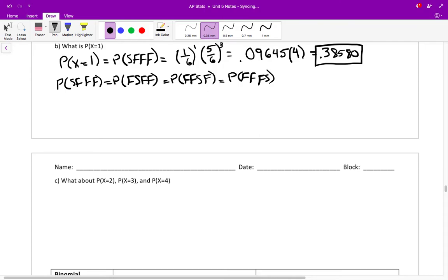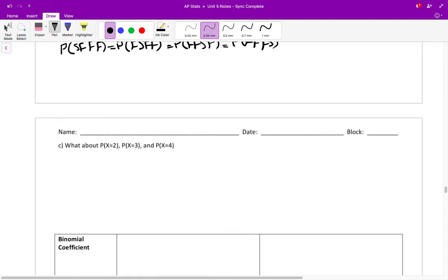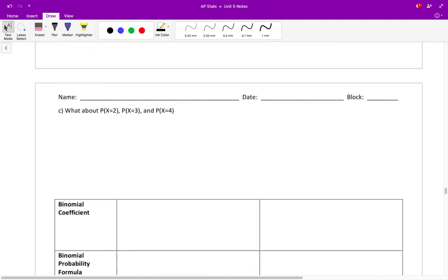What eventually we're going to hope to do is be able to create a probability distribution. So now let's look at what's the probability that x is equal to 2. In other words, the probability that you get 2 6s, or the probability that x is equal to 3, where you'd have 3 6s. And then what's the probability that x equals 4? In other words, all 4 of the different rolls giving you a 6. Okay, so let's take each of these piece by piece. The probability that x is equal to 2.